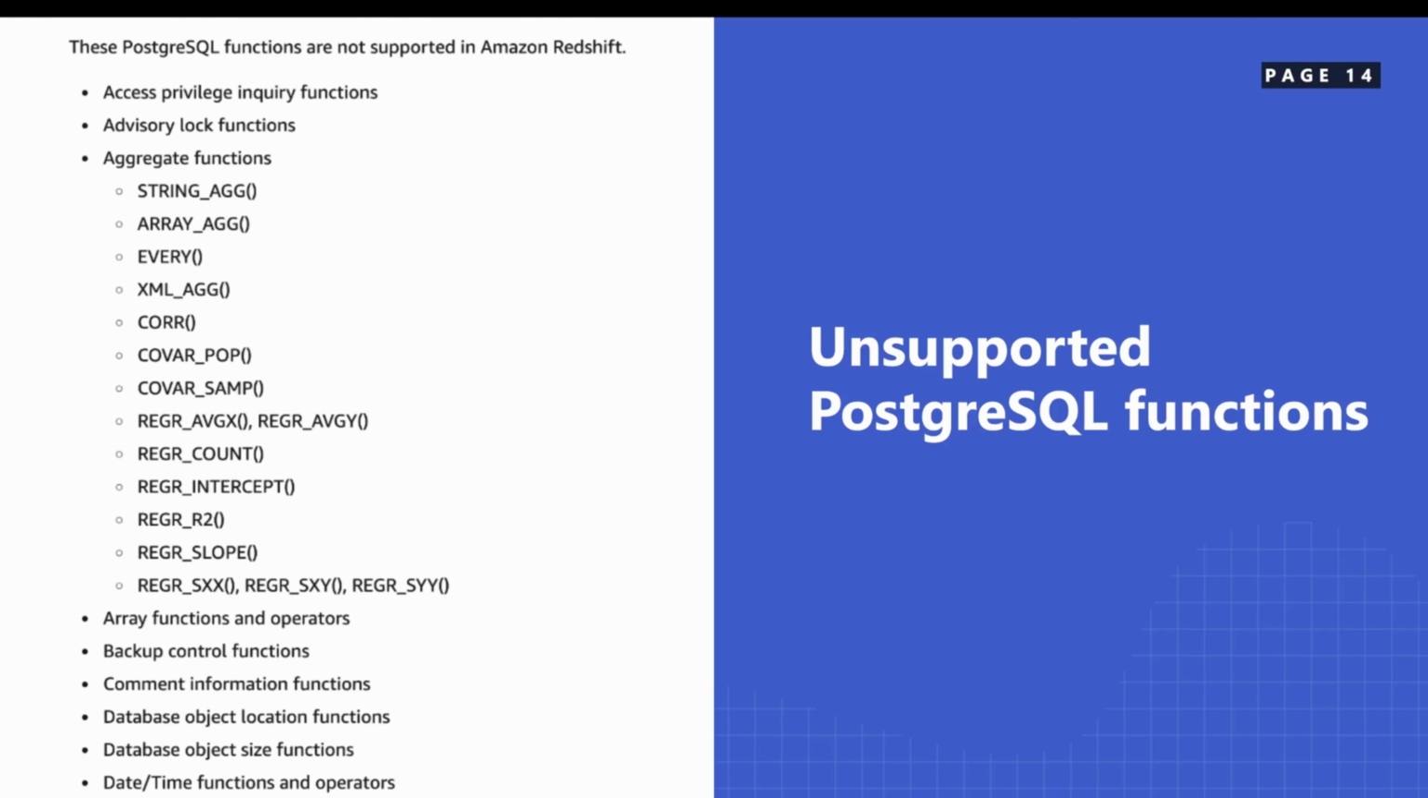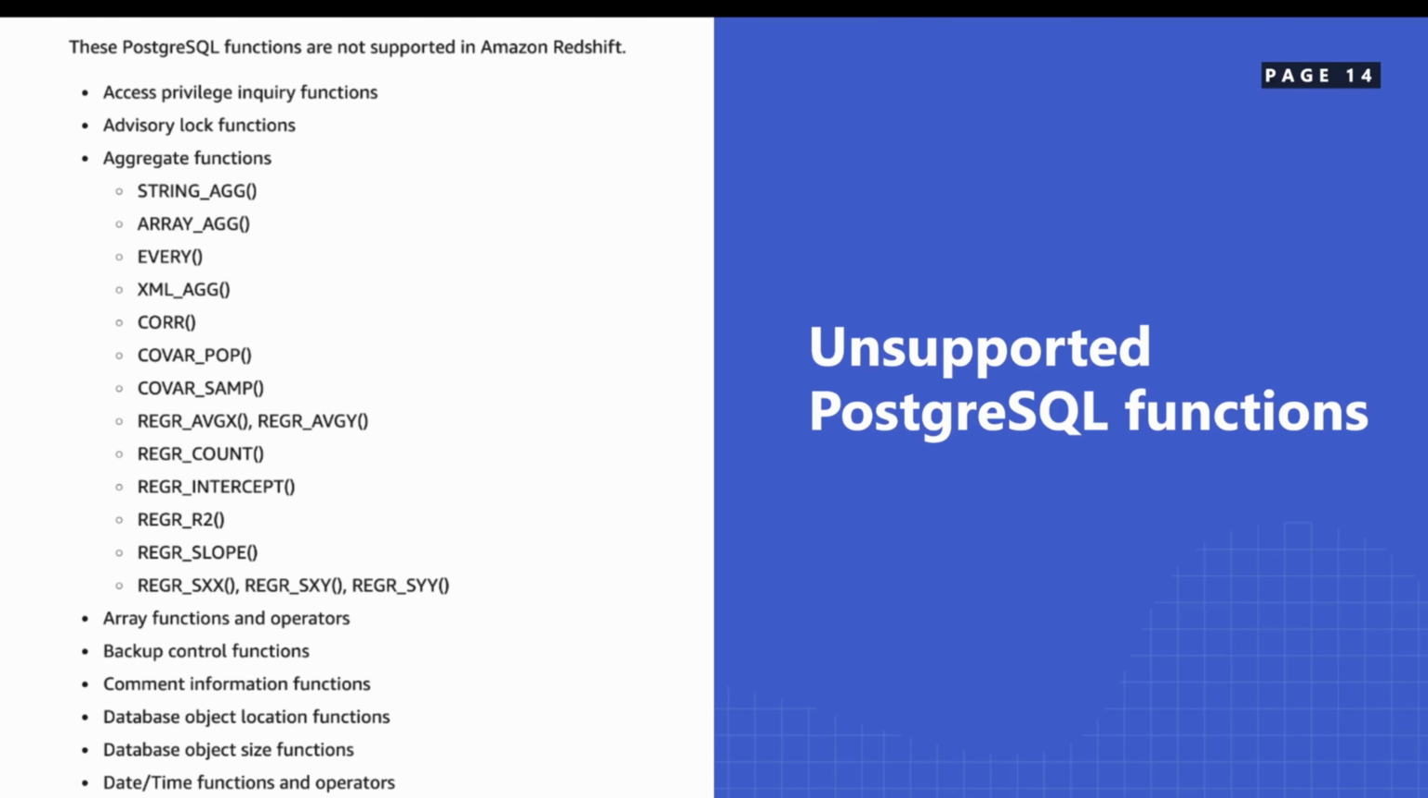And these are some built-in PostgreSQL functions which are supported in PostgreSQL, but not supported in Amazon Redshift. Like XML functions, correlation, covariance, advisory lock functions, access privilege inquiry functions, array functions and operators, backup control functions. These are some functions which are supported in PostgreSQL, but not supported in Amazon Redshift.